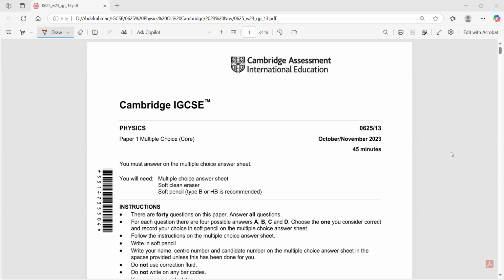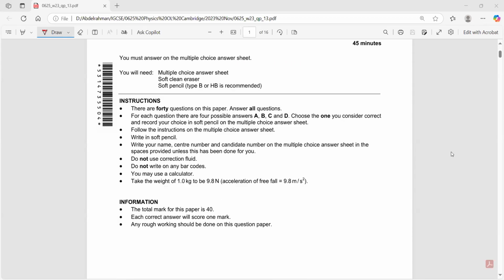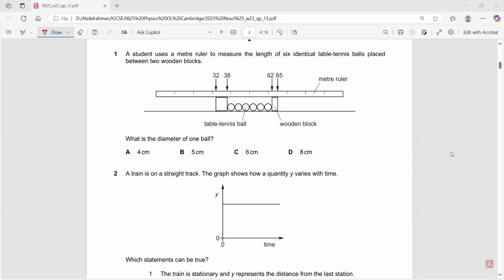Okay, October, November 2023, paper 1, variant 3. Question 1. A student uses a meter ruler to measure the length of 6 identical table tennis balls placed between 2 wooden blocks. What is the diameter of one ball? It started off at 38 and ended at 62. What is the difference between 62 and 38? This would be 24. So the distance is 24. You have 6 table tennis balls. So 24 divided by 6, this would be 4 centimeters.